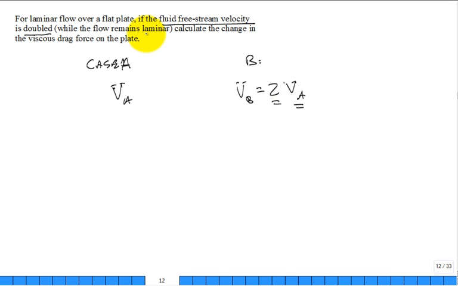The flow remains laminar, so we're not tripping it into the turbulent boundary problem. Calculate the change in the viscous drag force on the plate. Well, could I calculate the viscous drag force on the plate for the first case, and then could I calculate the viscous drag force for the second case, and how do they compare? That's what happened to it. Well, what's the equation for the viscous drag force on the plate for case A?